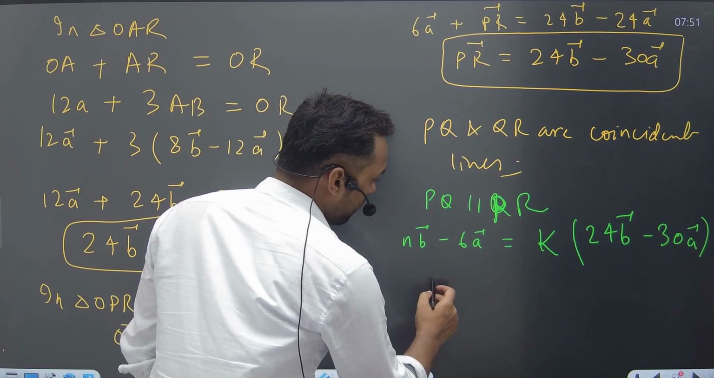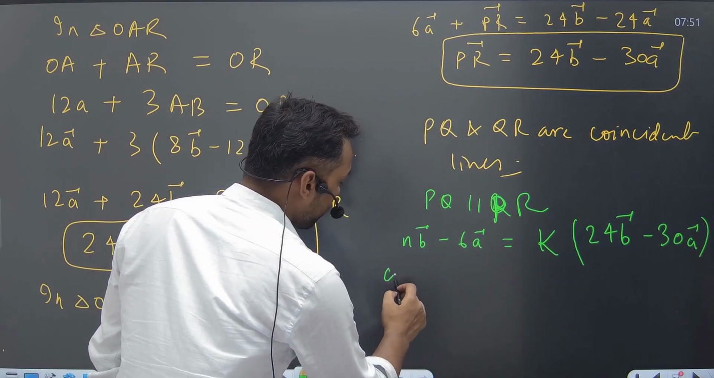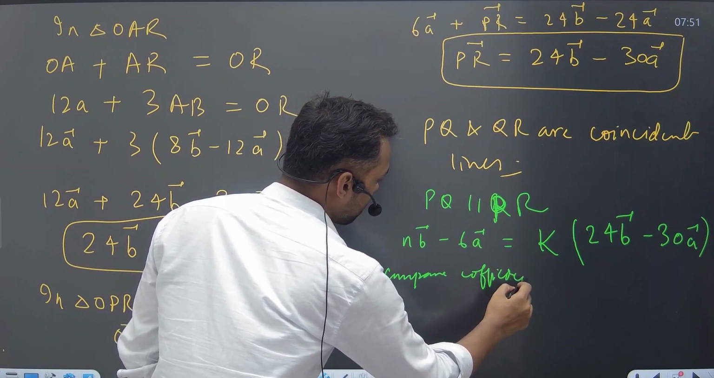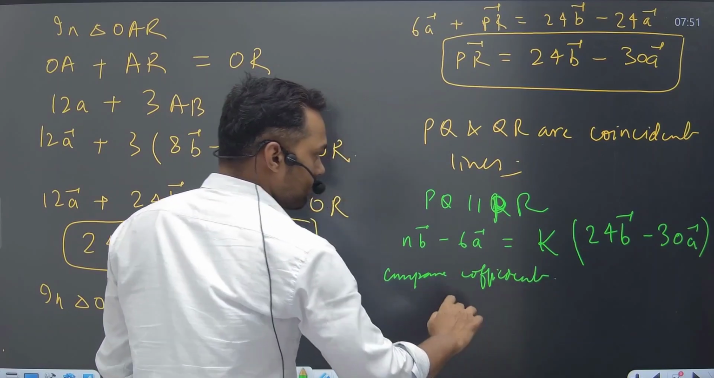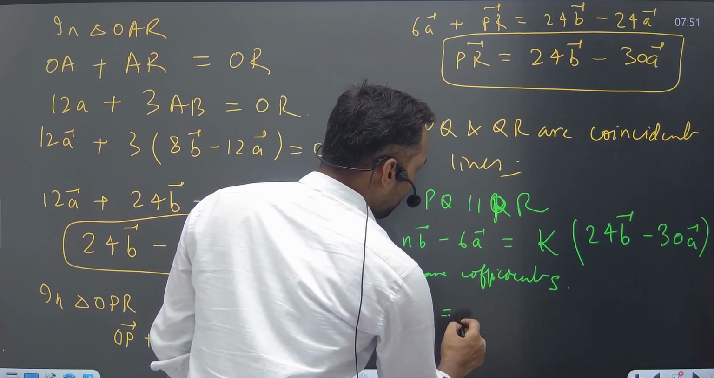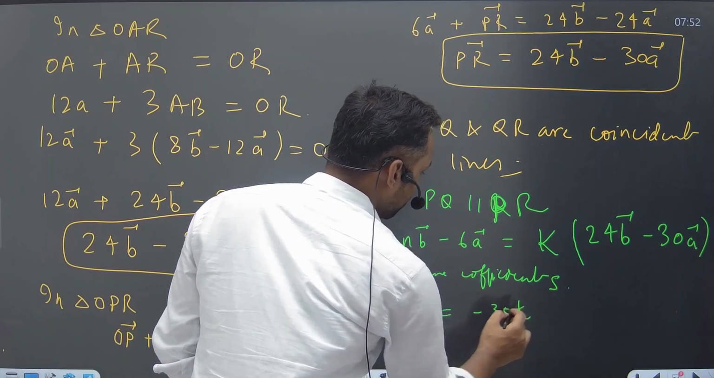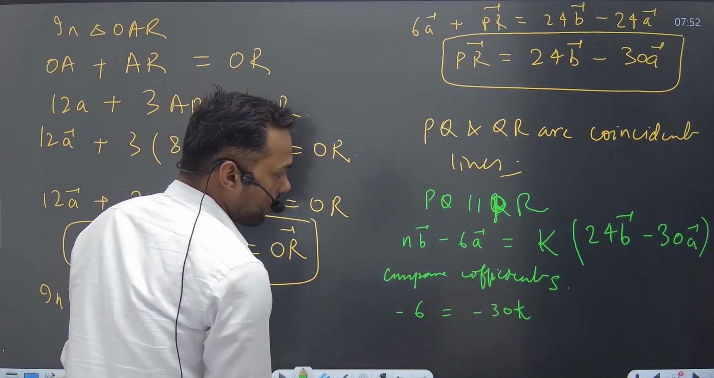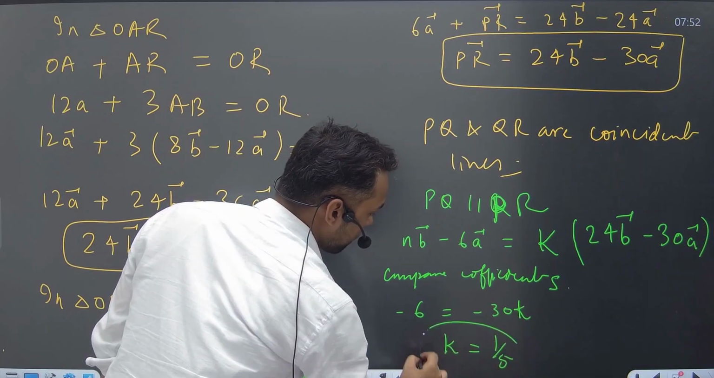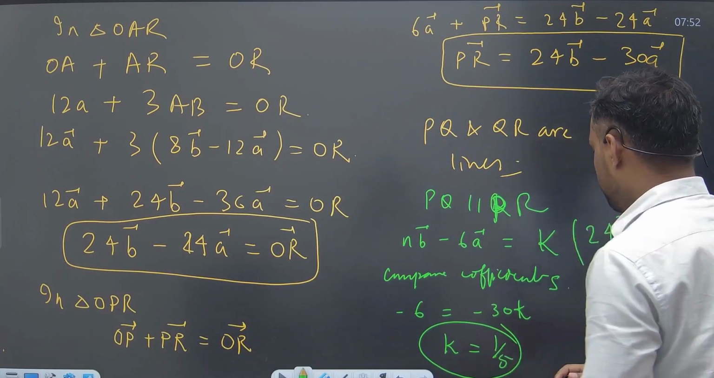So from here, if we compare the coefficient of a vector first, it will be negative of 6 equals minus 30k of a vector. So k will be equal to 1 by 5. k will be equal to 1 by 5.